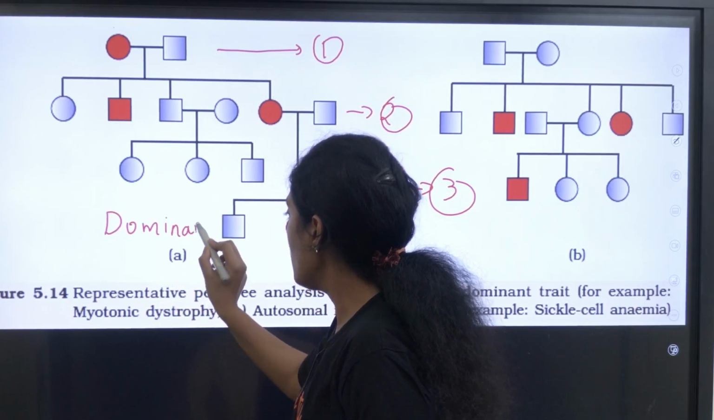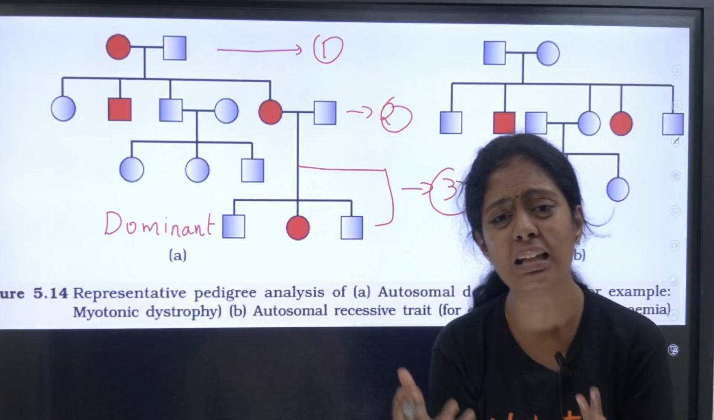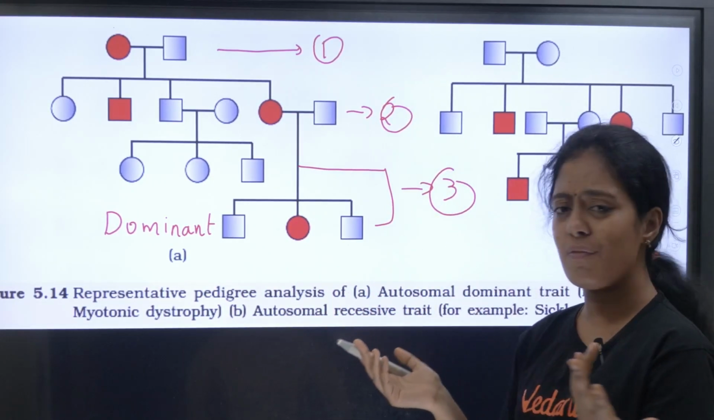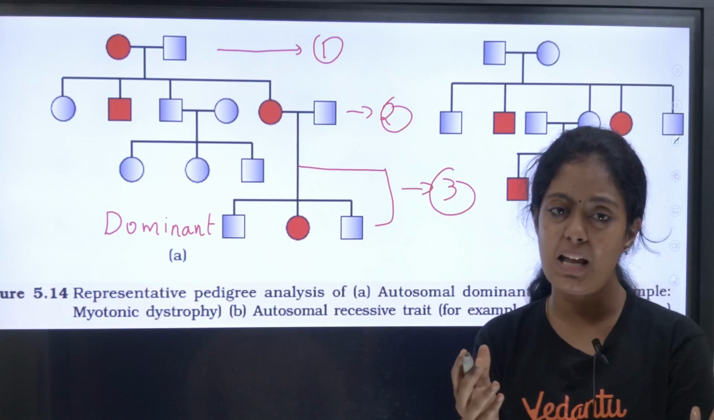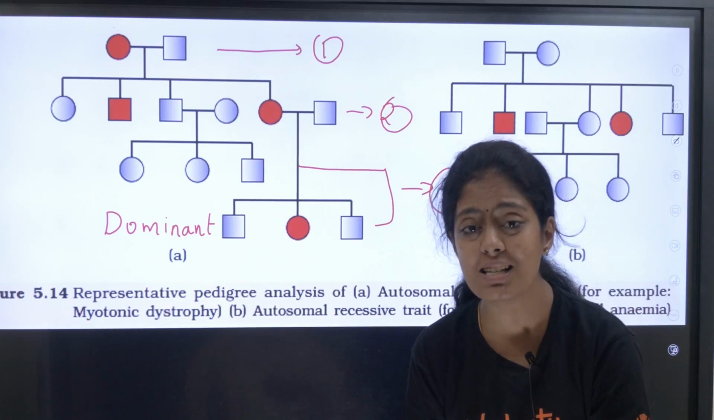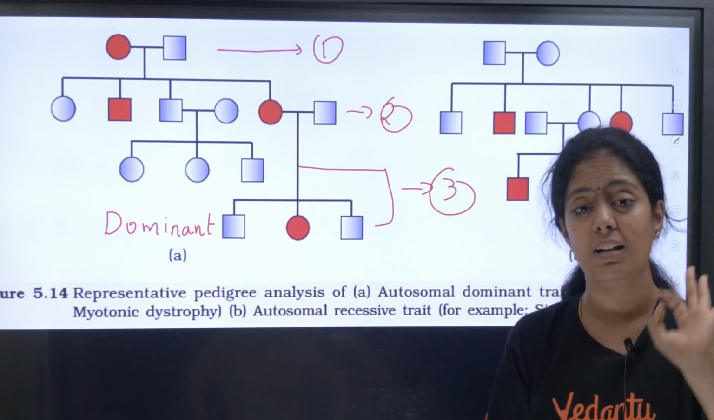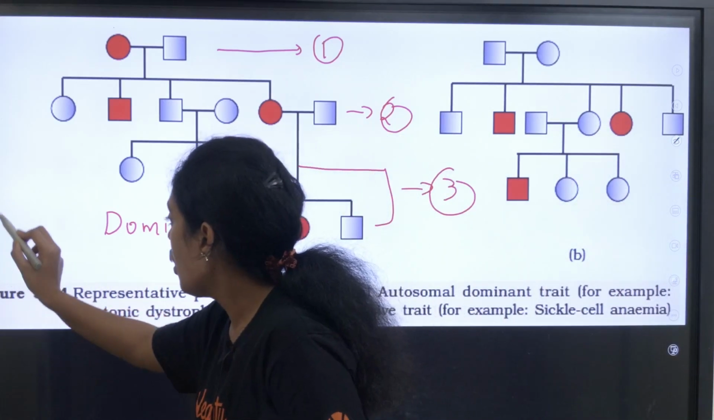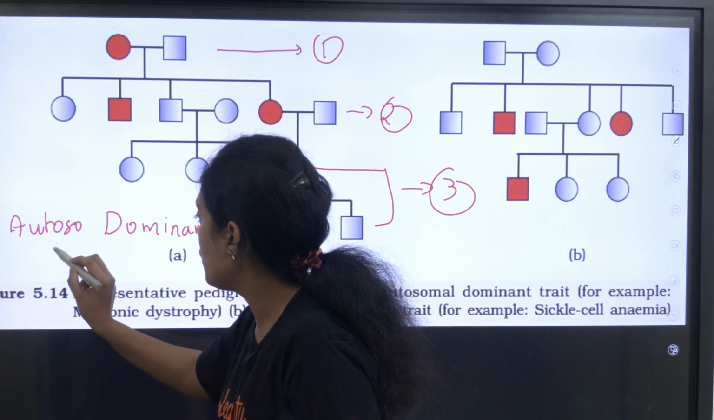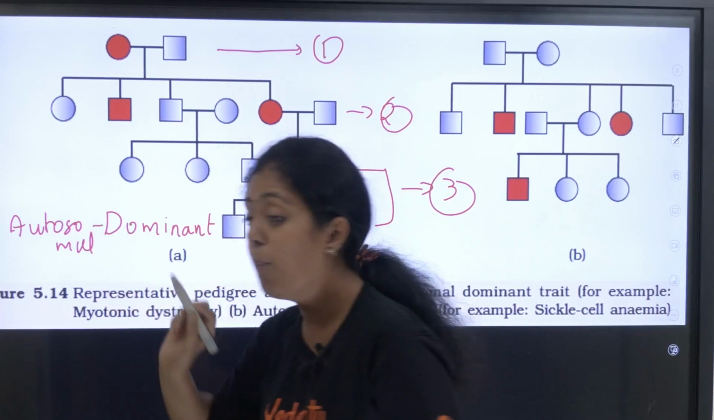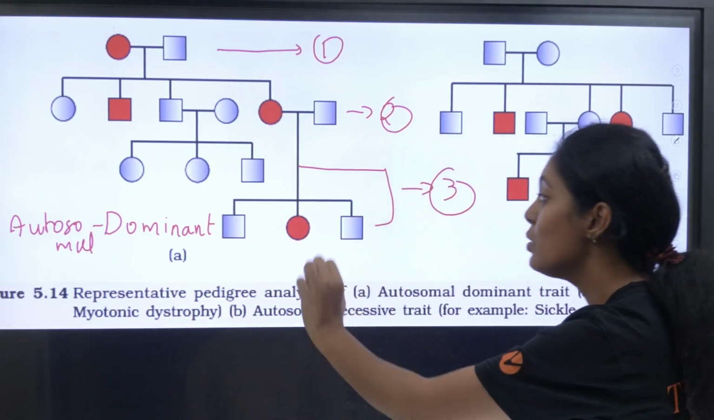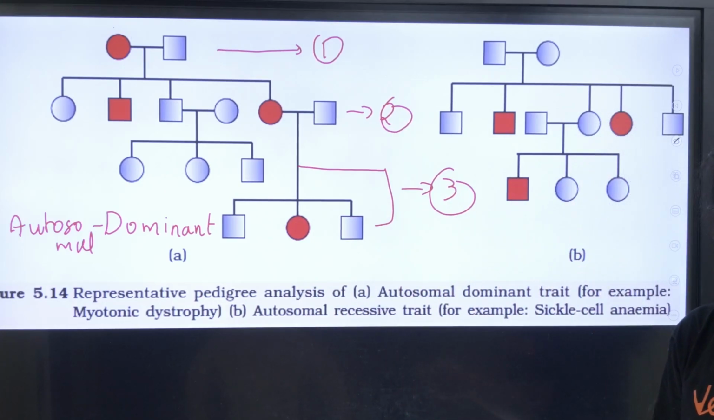Now, are the male and the female both equally affected? Both of them are equally affected. It's not like only the males are affected or only the females are affected. Both the sexes are equally affected. So we call it an autosomal dominant trait.